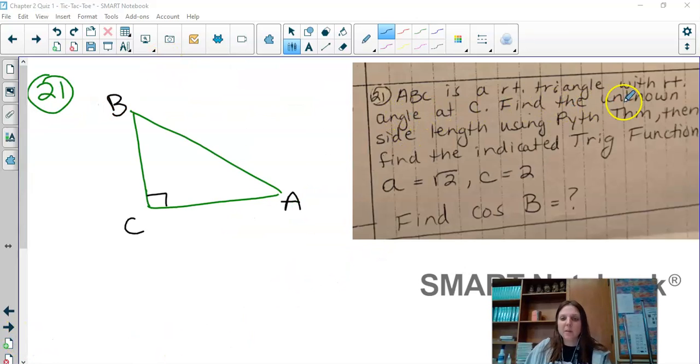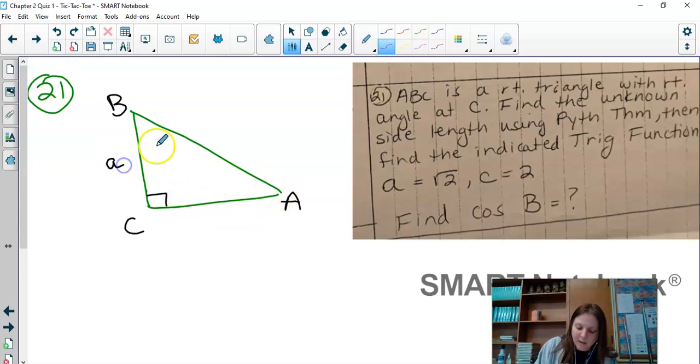21 says ABC is a right triangle with right angle at C. I went ahead and labeled that. I put A and B. It doesn't matter as long as you label them. Find the unknown side length with the Pythagorean theorem and find the indicated trig function. Side A is square root of 2 and side C is 2. Let's label the sides. If this is A, then go opposite that. That's little a. If this is C, opposite this is little c, and B opposite. Just make sure you're putting them opposite of the angles. You are given side A is square root of 2, and you are given side C is 2.